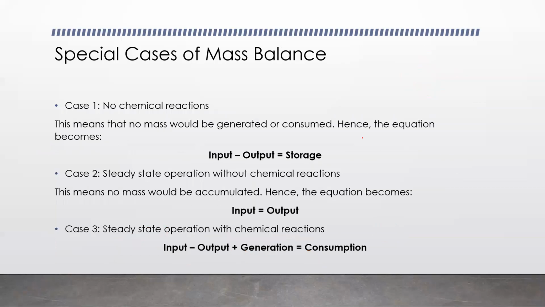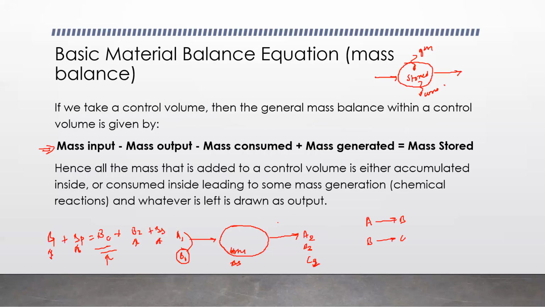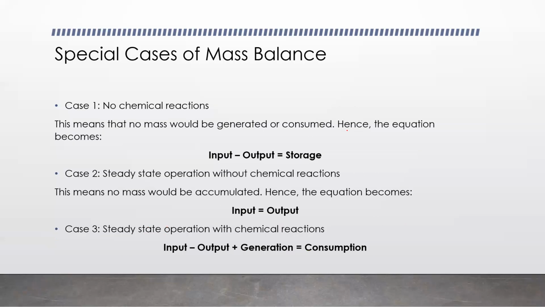So when we go for special cases of mass balance, the first case is that there is no chemical reaction. If there is no chemical reaction, then there is going to be no generation and no consumption. Since there is no generation and consumption, these two terms are going to be zero, and you'll simply get input minus output is equal to stored.